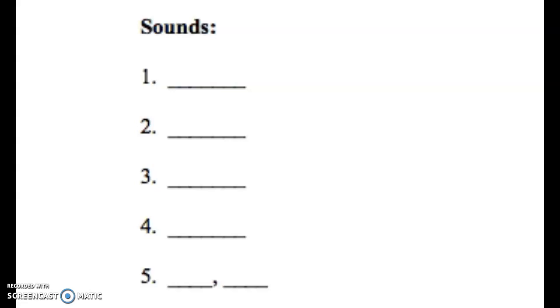Number 5. There are 2 ways to make the Z sound, like in rings and stinks. Write the 2 ways to make the Z sound.